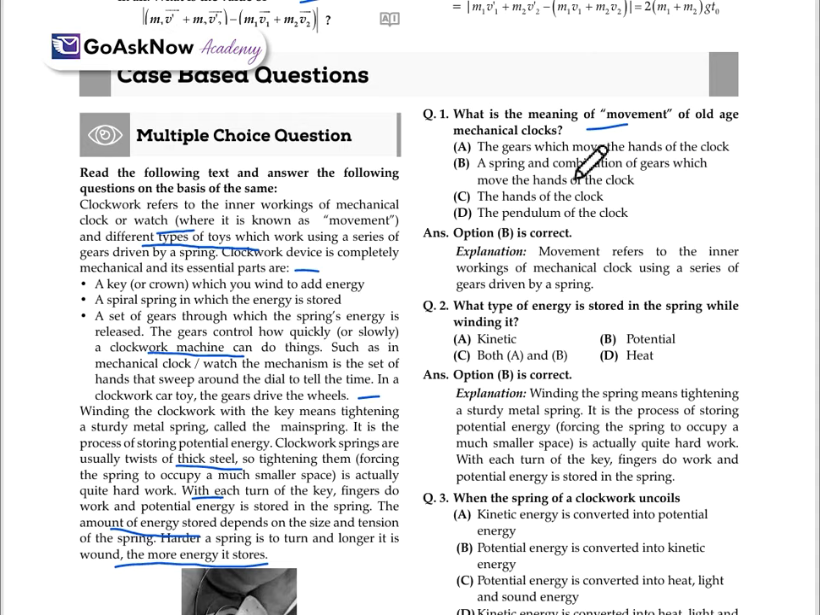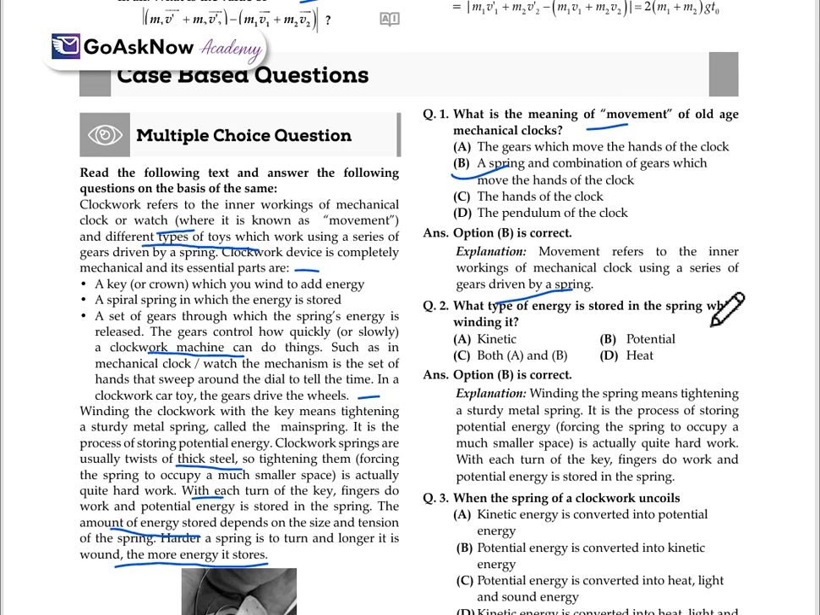So here, movement, as we obviously have the spring as an object, refers to the inner working of a mechanical clock using a series of gears driven by the spring. That's why, from the rest of the three, only option B will be correct: the spring and the combination of gears which move the hands of the clock.